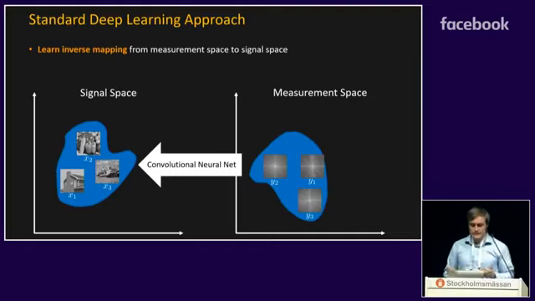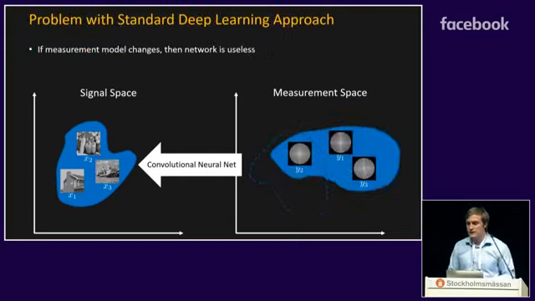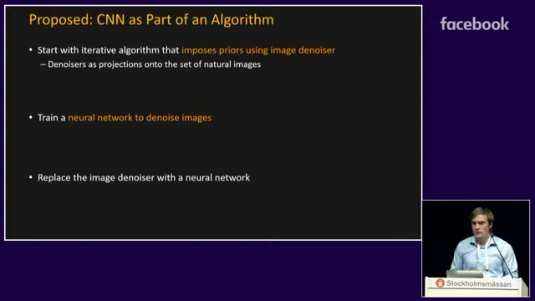Now this works, and it has been done, but the major issue with this approach is that essentially you've trained your network for a particular measurement operator. And if things change, you have to completely retrain. So for instance, if you apply a bandpass filter on your measurements, you now have a mapping from the wrong set to the signal space, and you're now interested in a mapping from a completely different set. So in this work, we advocate doing something different.